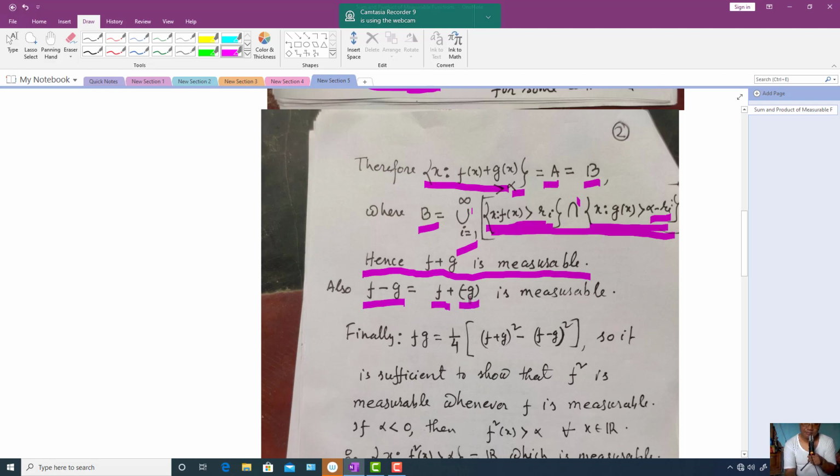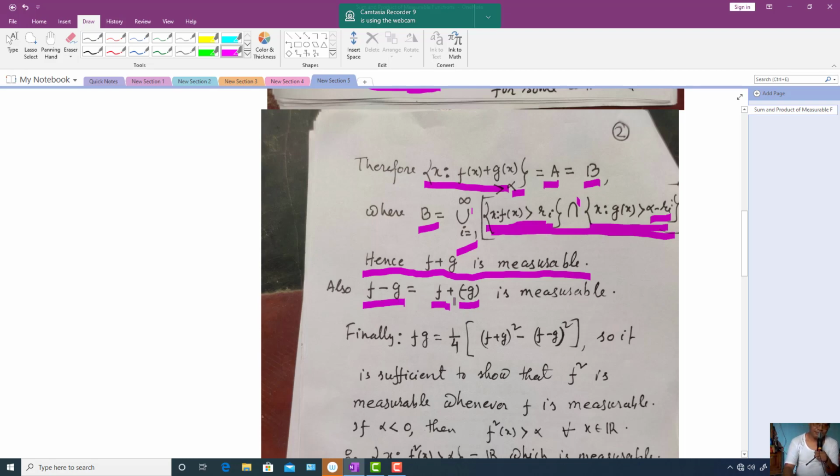Since minus g is measurable and f is measurable, their sum is measurable just by the above reasoning. So f plus minus g is measurable. What is f plus minus g? It is f minus g. So the difference of two measurable functions is also measurable. So f minus g is measurable, and this completes it.